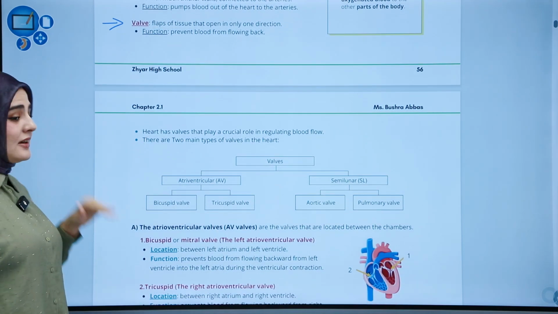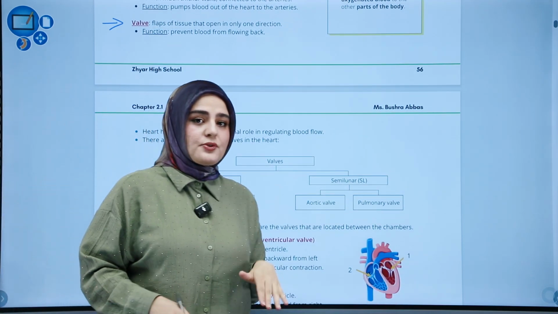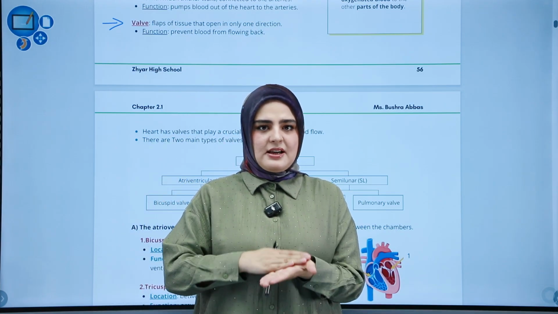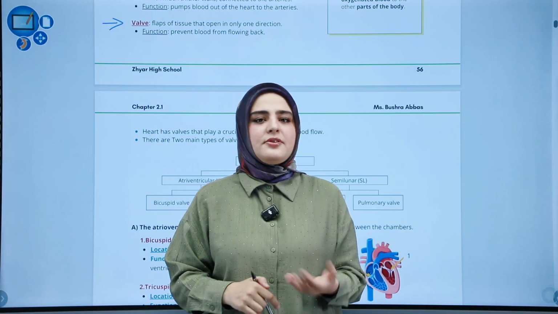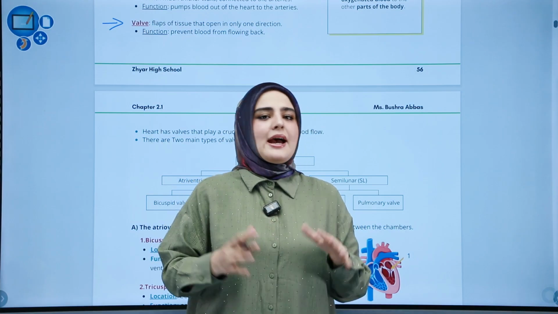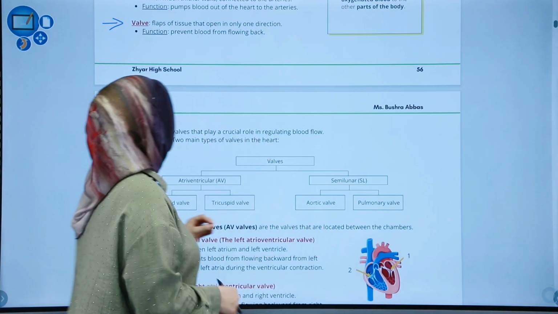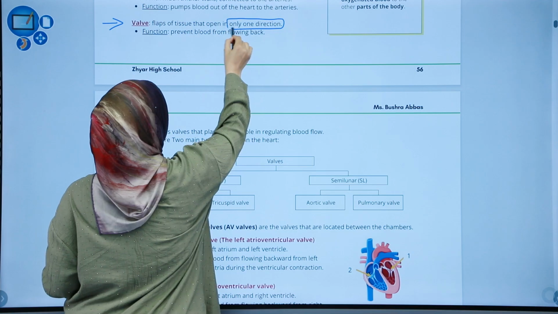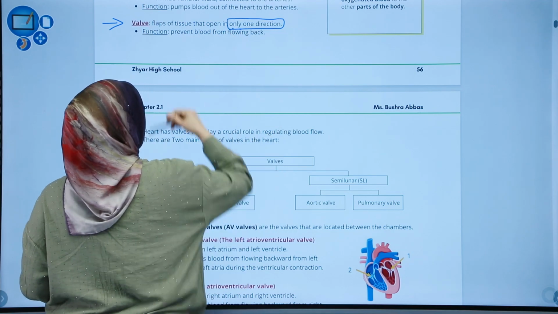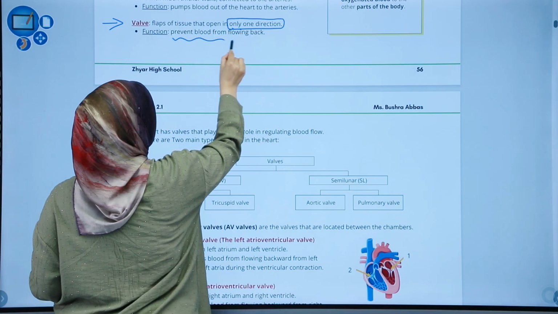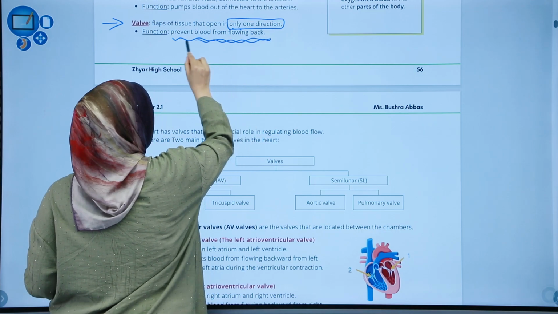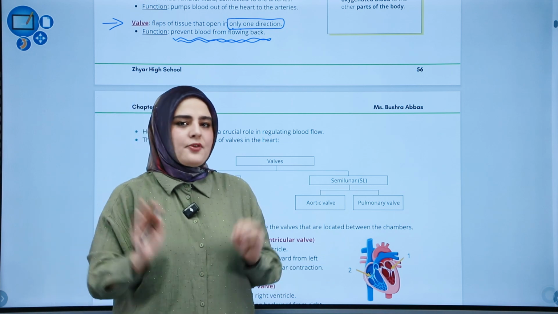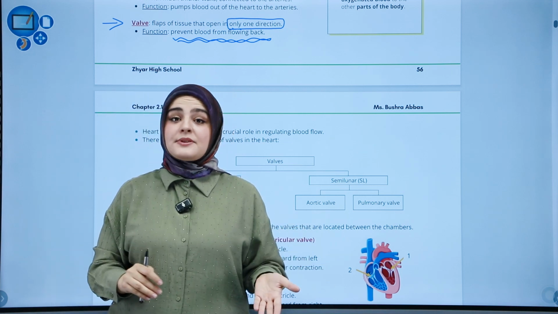Valves. Valves are flaps of tissue. Pieces that are flat and a bit thin, we call flaps. They are tissue, and they also do something for us. They make sure that the blood only moves in one direction and doesn't come back. That's what we call it, prevent blood from flowing back. So, general rule, valves are for preventing blood from flowing back. That's the first thing. But we have types.